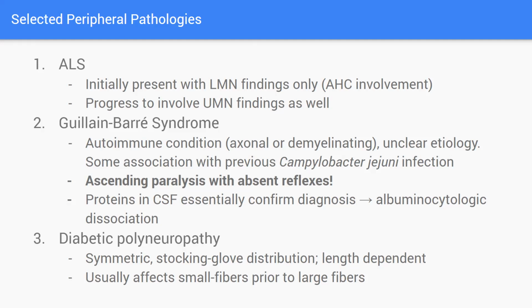And it's sort of a length-dependent neuropathy with decreased sensation, for example, at the fingertips compared to the wrist and more proximally. And it tends to affect more small fibers initially, and then as it progresses, larger fibers. So things like proprioception are only affected much later on, and initially pain and temperature findings are more affected.